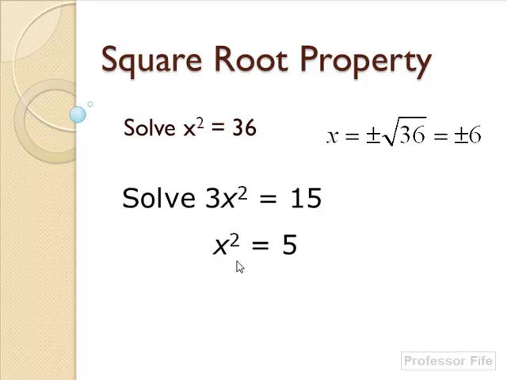Now that the x squared is by itself, you can apply the square root property and you get your two answers. The square root of 5 cannot be simplified. Don't forget the plus or minus so that you get both the positive and negative answers.